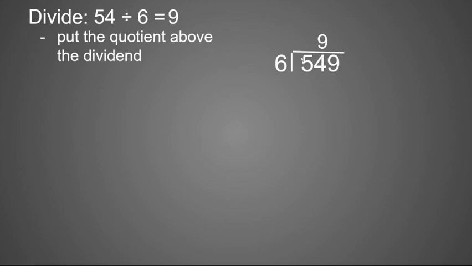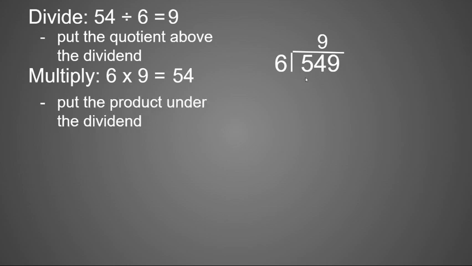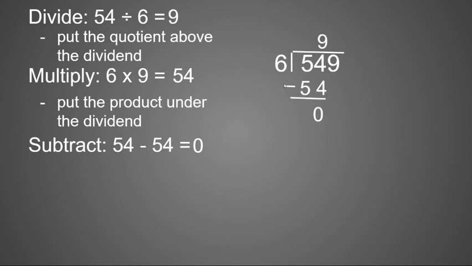Now I divided. The next step is that I need to multiply. Good. So then I'm going to multiply my quotient, my 9, times my divisor, the 6. So 9 times 6 is 54. Good. So I put my answer, my product, underneath my dividend. So 54 will go right directly underneath. It's very important that I'm lining up my numbers as I'm putting them underneath. Now I divide, multiply. Next step is to subtract. I'm going to subtract 54 minus 54, and that will be 0.